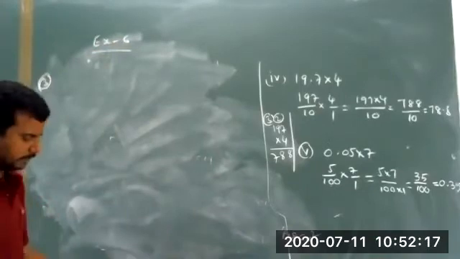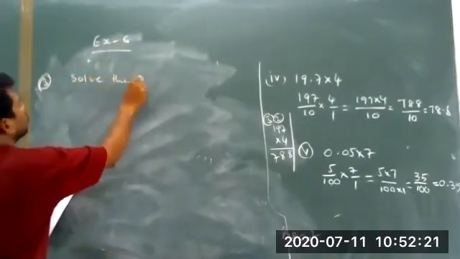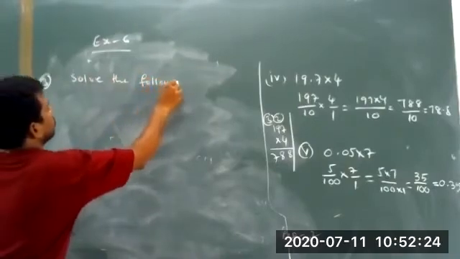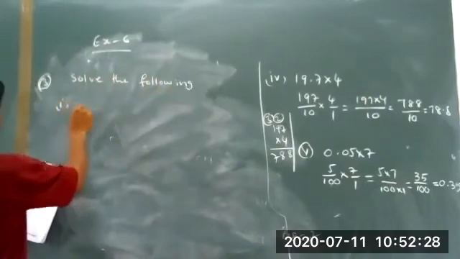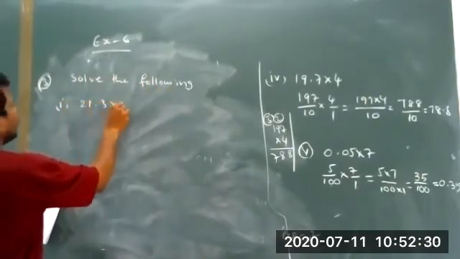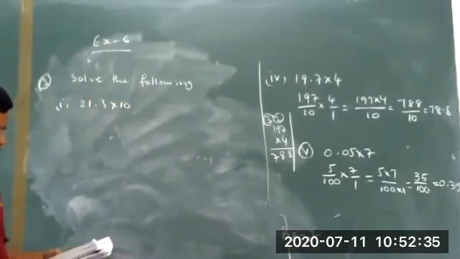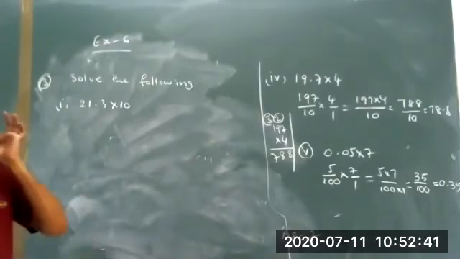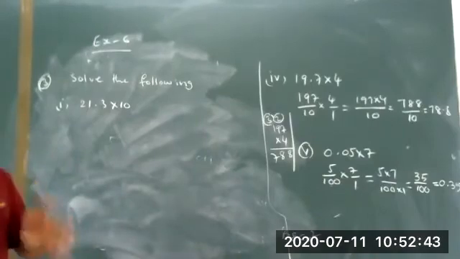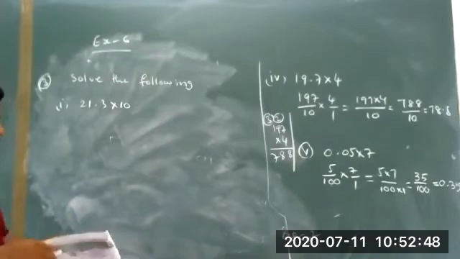Solve the following. First bit: 21.3 into 10. Here 12 problems are there, but I'll explain 4 problems only. The remaining 8 problems will be homework, and you will do them at home. So first one is 21.3 into 10.